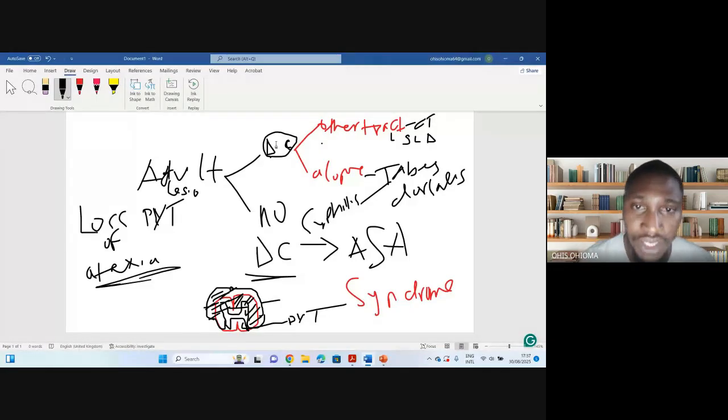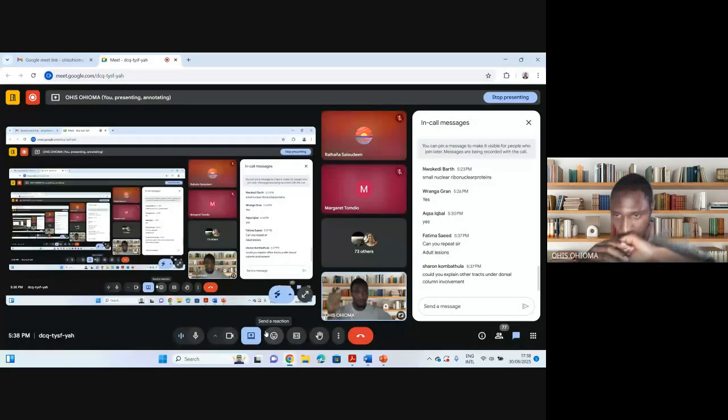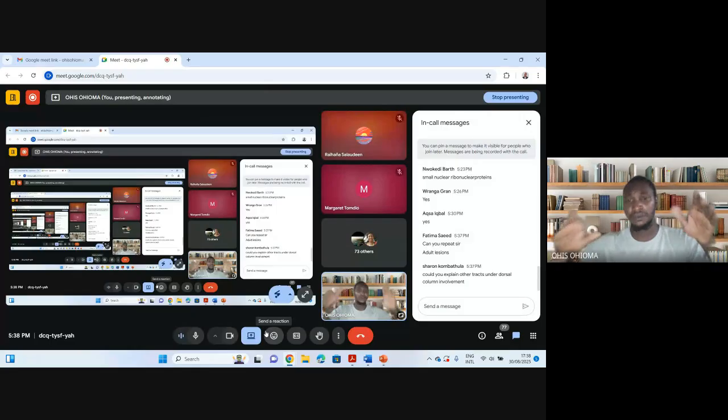If there is dorsal column involvement, the patient will have loss of proprioception, loss of vibration, and loss of touch. If there is no dorsal column involvement in the question, it means that the patient's proprioception, vibration, and touch will be intact. It will be spared. That's the first thing you have to do. So when you're classifying the two of them, you ask yourself in the question, is there dorsal column involvement?